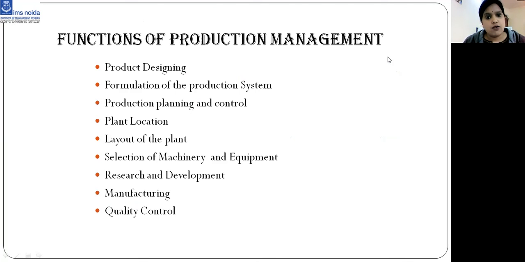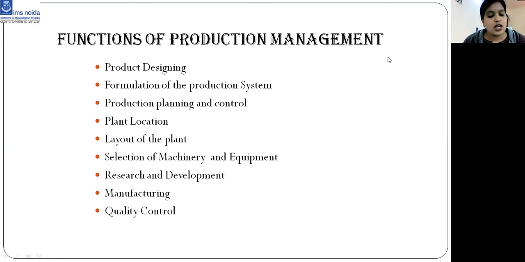Next function is formulation of the production system. There are basically three types of production systems, namely job production, process production, and intermittent production. The choice of any one of these systems depends upon the type of product to be manufactured, the scale of production, etc. Third function is production planning and control.